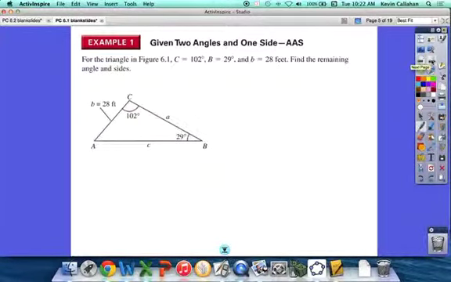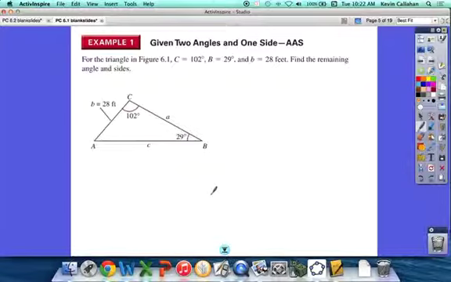So we're going to do some of each of these, right? Of the angle, angle, side, angle, side, side, angle. And the first two are very straightforward. Angle, angle, side. So in this one, we know two angles and we know a side. That side does not happen to be in between the angles. That's why it's angle, angle, side.